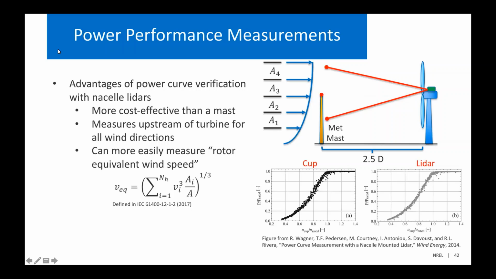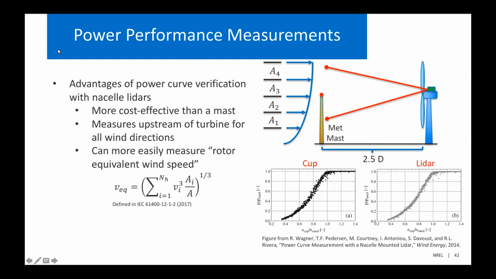And then we can more easily measure what's called the rotor equivalent wind speed with a Nacelle LiDAR. So this is a concept defined in the second edition of the -12-1 standard. And it says that the rotor equivalent wind speed is going to be the average of the cubed wind speed at different heights weighted by the relative area that those height sectors take up on the rotor plane. And then we take the cube root of that spatial average.